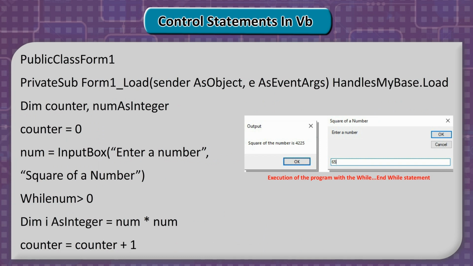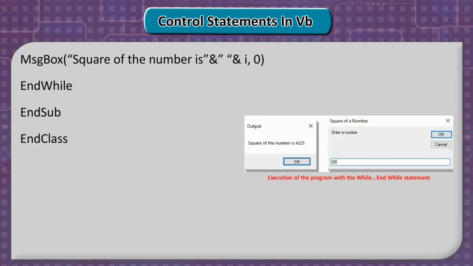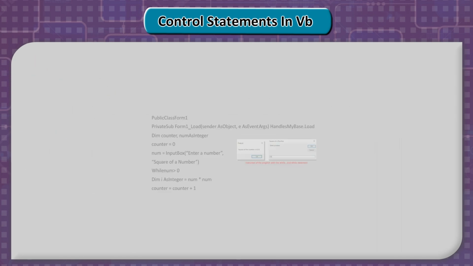Public Class Form1, Private Sub Form1_Load(sender As Object, e As EventArgs) Handles MyBase.Load. Dim counter, num As Integer. counter = 0. num = InputBox("Enter a number"). While num <> 0. Dim square As Integer = num * num. counter = counter + 1. MsgBox("Square of the number is" & square). End While. End Sub. End Class.